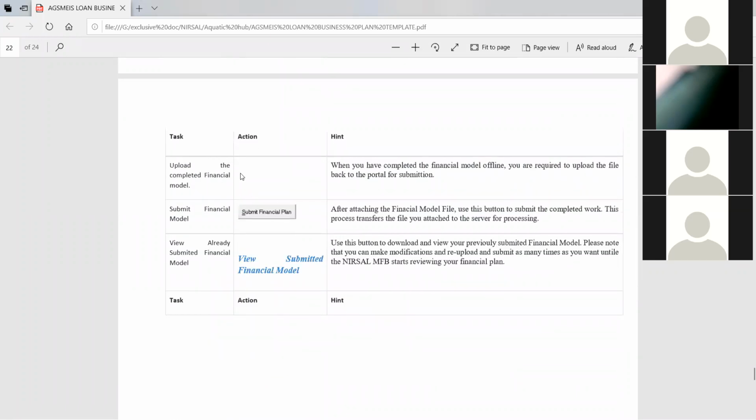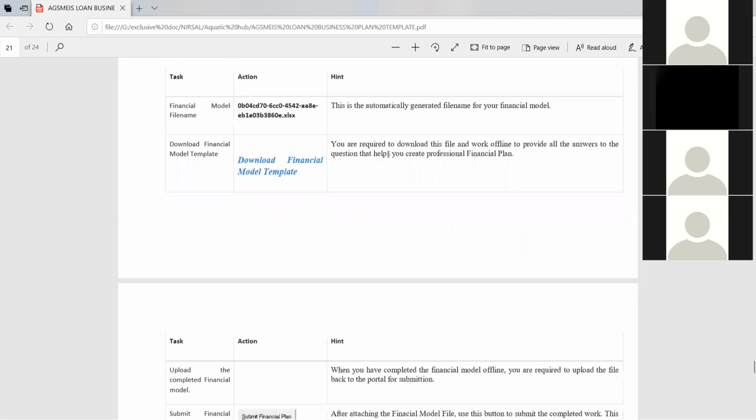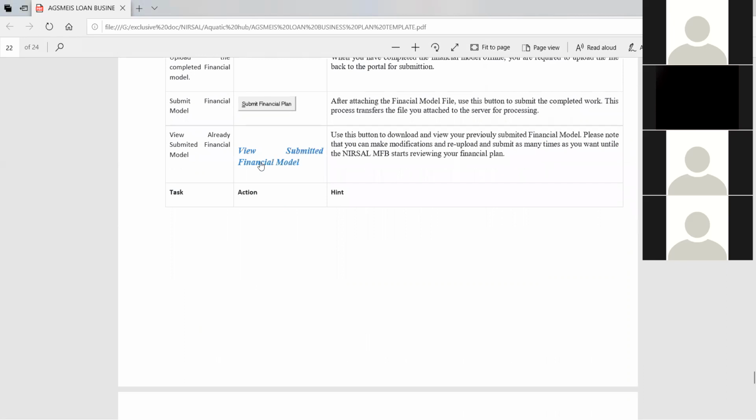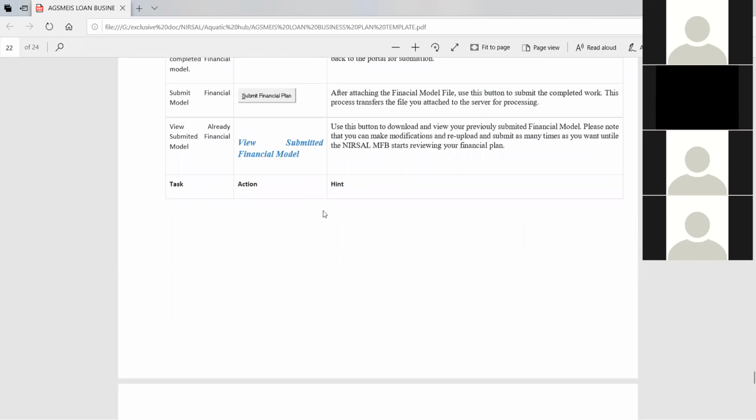Here is going to be upload. There's going to be a button here where you click on upload. Then you upload it directly from your device. Once you upload the template, click on submit. It will be uploaded automatically. Then immediately you upload it, you can always come at any time to click on this. Once you click on this, it will download what you submitted so that you can see it. Okay. So we are going to look at that.